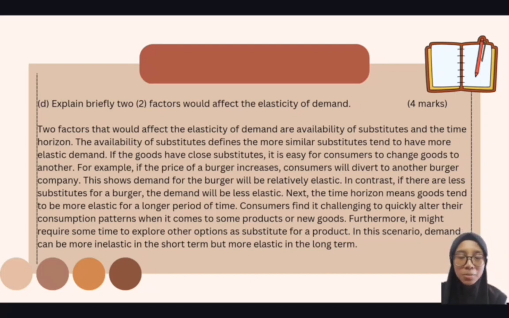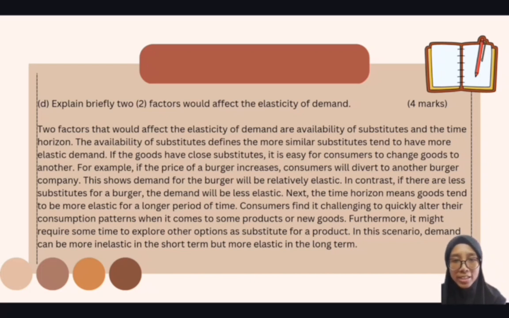Question D is: explain briefly two factors that will affect the elasticity of demand. Two factors that would affect the elasticity of demand are the availability of substitutes and the time horizon. The availability of substitutes means goods with more similar substitutes tend to have more elastic demand. If the goods have close substitutes, it is easy for consumers to change to another good. For example, if the price of a burger increases, consumers will divert to another burger company, which is their rival. This shows demand for the burger will be relatively elastic. In contrast, if there are fewer substitutes for a burger or any other goods, the demand will be less elastic.